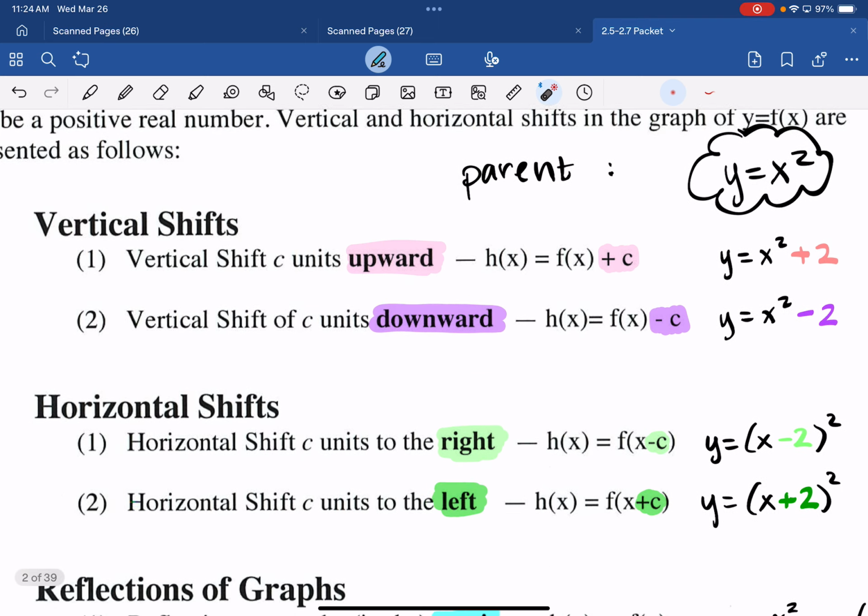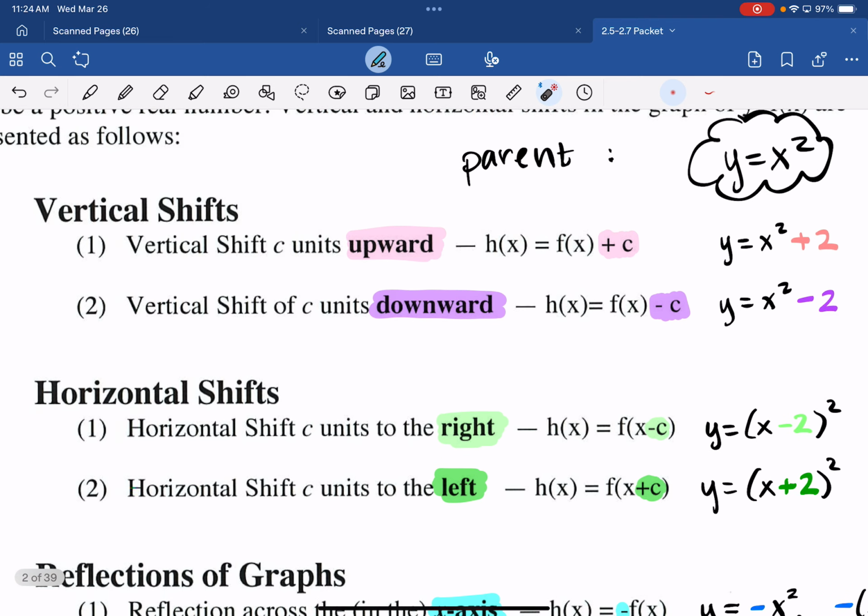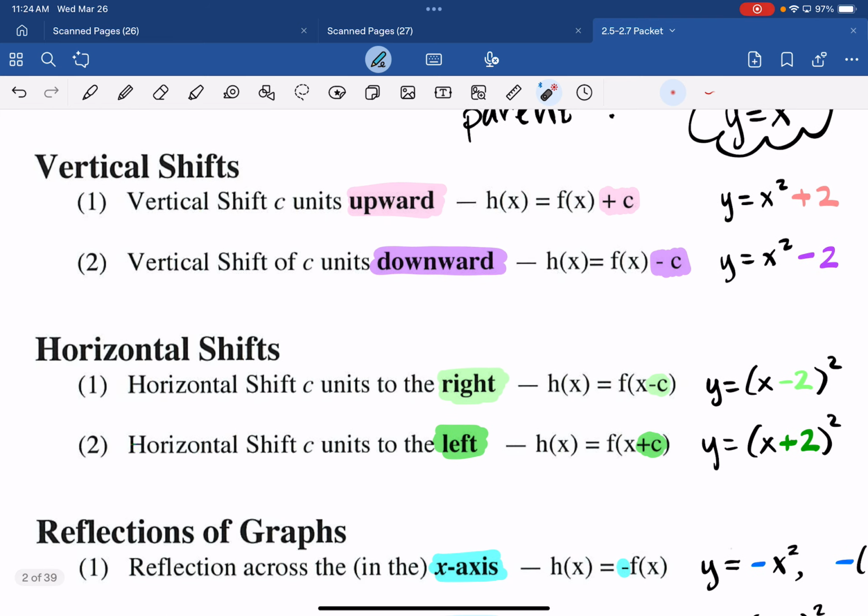All right, horizontal shift, okay? Horizontal shifts are very similar. However, instead, we have the number inside the parentheses. I used the same numbers as I did above on purpose, just to show that it's not the numbers that tell us what to do, it's where the numbers are that tell us what to do.